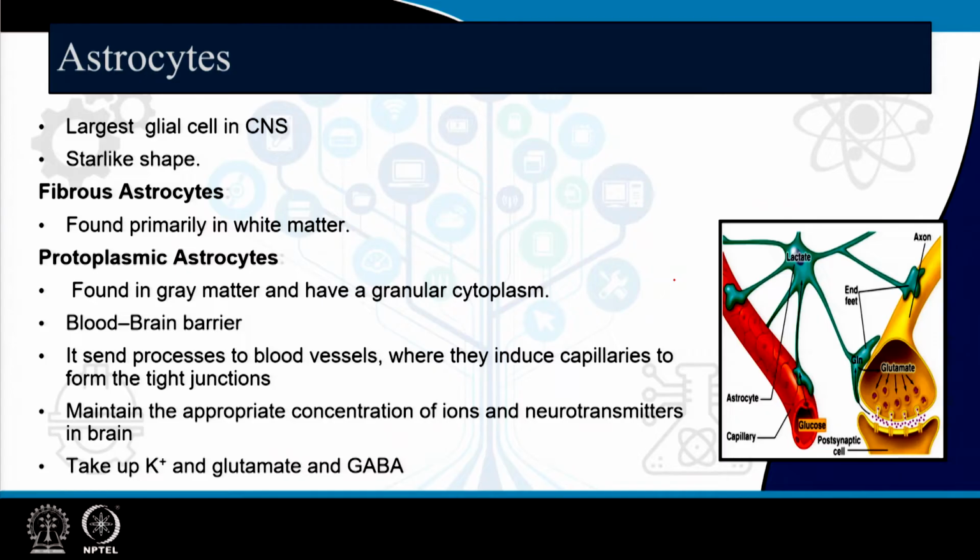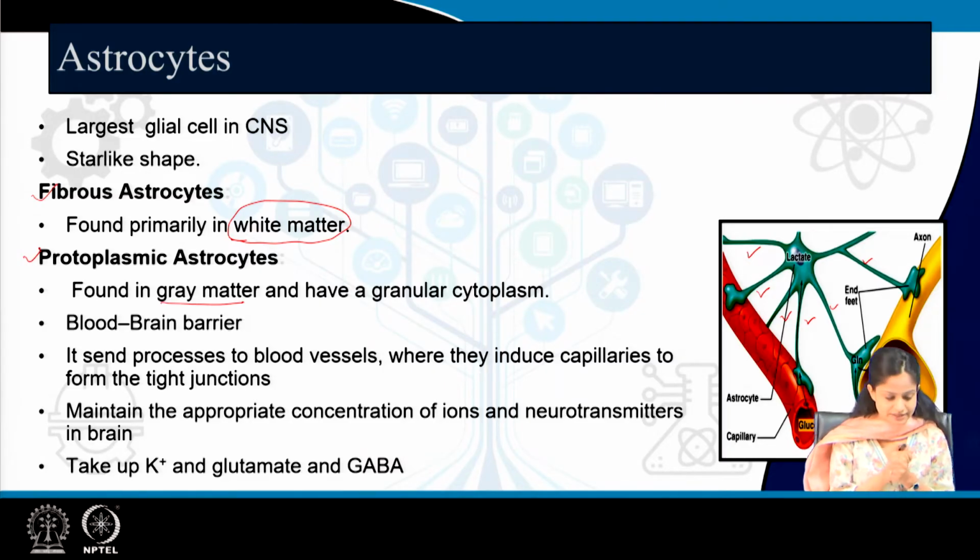As you can see in the diagram, it has various foot processes. These foot processes are nothing but the star-like processes of the astrocytes. Now, if these astrocytes are found in white matter, they are called fibrous astrocytes. If these astrocytes are found in gray matter, they are known as protoplasmic astrocytes. So, two types of astrocytes we see. If it is found in white matter, it is fibrous astrocytes. If it is found in gray matter, it is protoplasmic astrocytes.